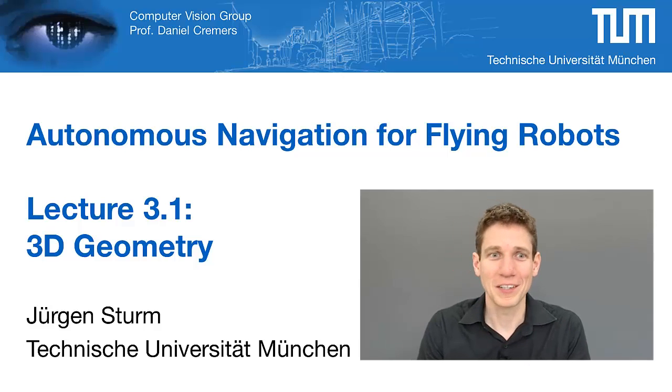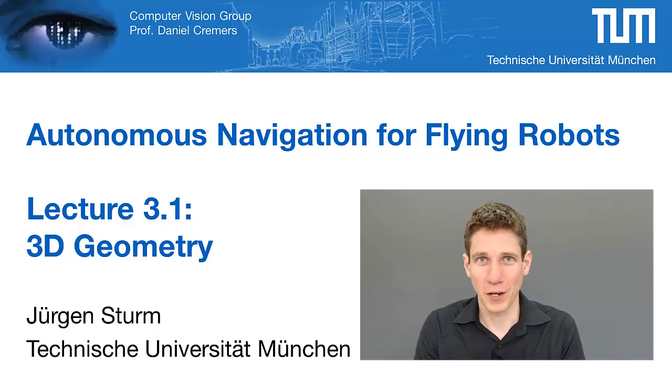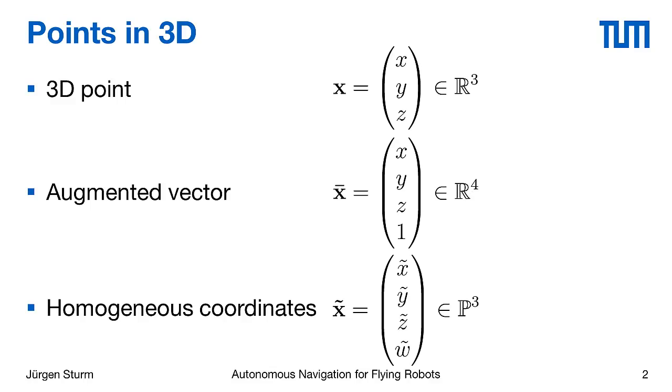Hello and welcome everybody to the course Autonomous Navigation for Flying Robots. In the previous videos we have introduced 2D geometry and then illustrated how that can be used to compute odometry for a two-dimensional planar robot. Of course, quadrotors live in a three-dimensional world, so in this video we will now extend that to full 3D.